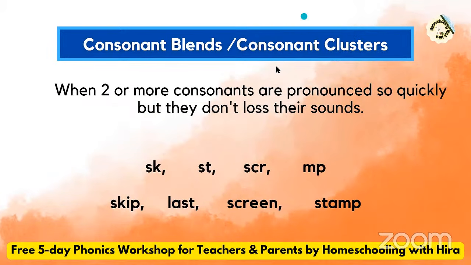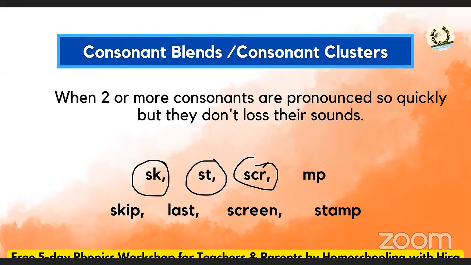Consonant blends and consonant clusters. When you have 2 consonants together, or 3 consonants together, they do not lose their sound. We only pronounce them quickly. For example, S and K together, sk, st, skr, and mp. Consonant blends or consonant clusters can come at the end of words like stamp. They can come at the beginning of a word like screen. They can even come in the middle of the word.